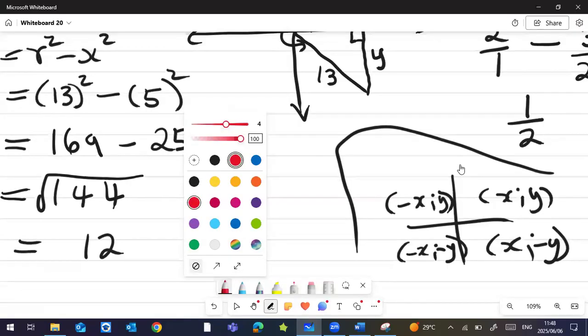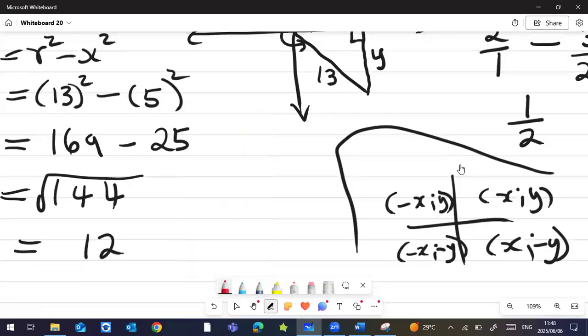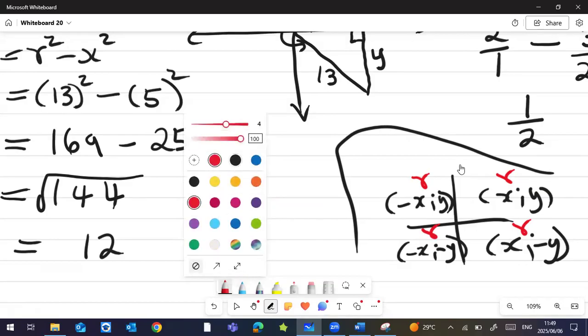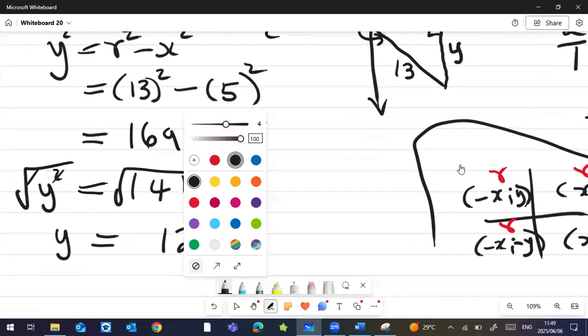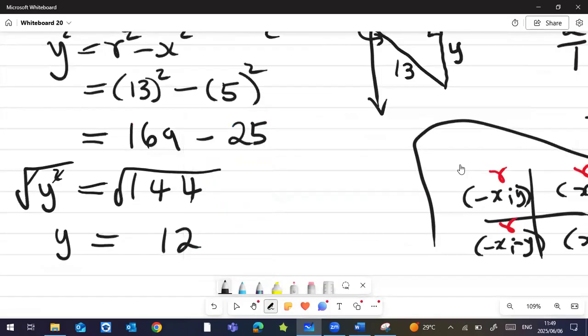Now, however, we don't have a problem with r, the hypotenuse. r is always positive. x and y are the ones that will change immediately when you move away from the first quad. Remember, x and y can be either positive or negative. So as we are taking the square root of 144, we must write plus or minus. So y can either be positive 12 or minus 12.